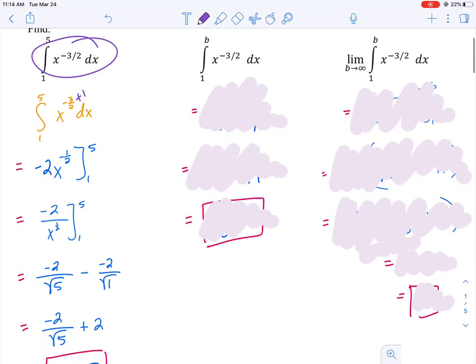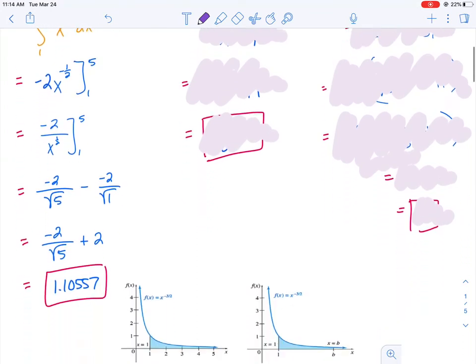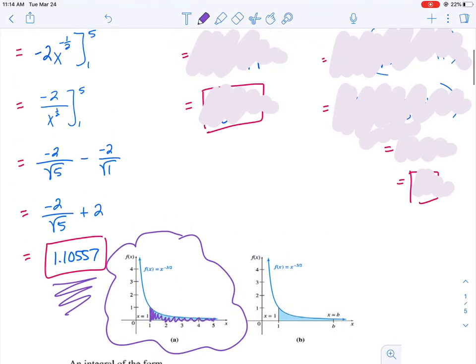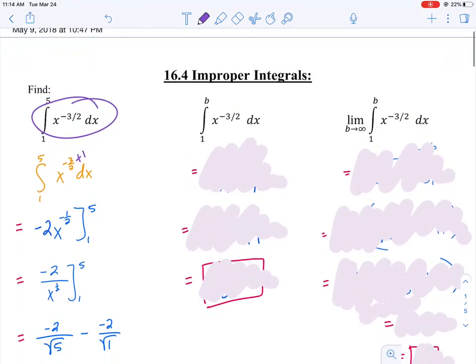So what that's saying is that I have this function, x to the negative 3/2, and I'm finding the area underneath the curve of that function from 1 to 5. If you look down here at the bottom, this is the graph of the function we're talking about, x to the negative 3/2, and we're finding the area from 1 to 5, and that area is a little bit over 1.1 square units, right?